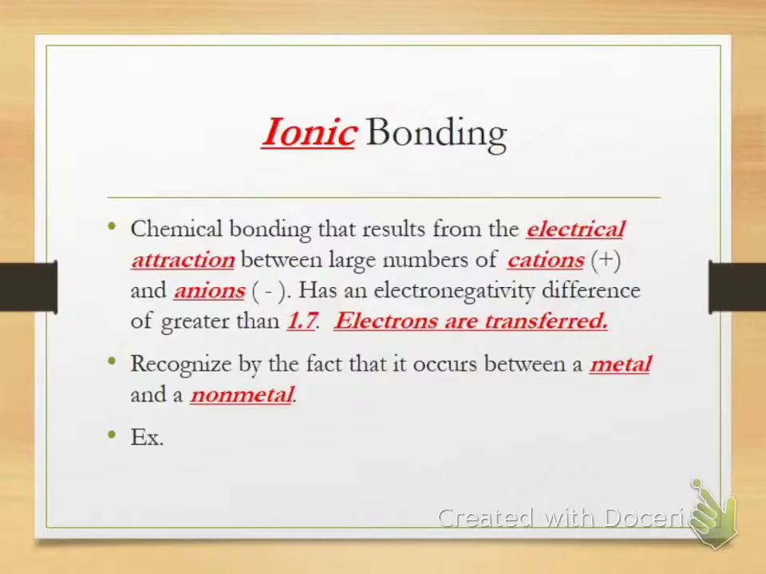So they're transferred. When we look at a compound, we can tell if it's ionic by the fact that it's a metal and a nonmetal, and the metal will always be listed first. Some examples of those would be NaCl and potassium bromide. Those are two examples of a metal and a nonmetal.